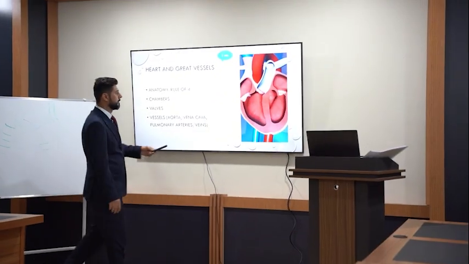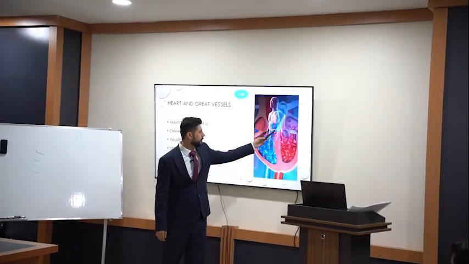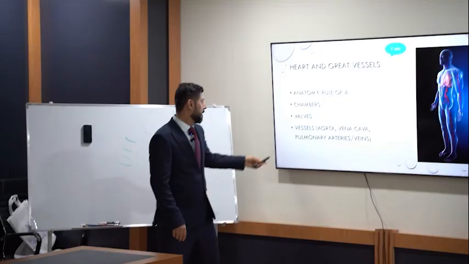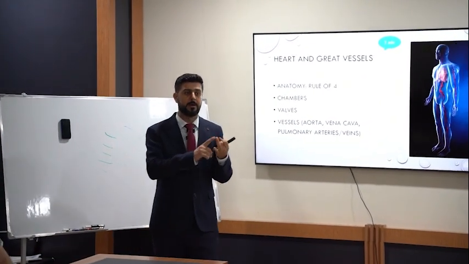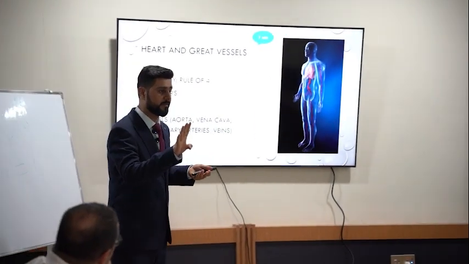If we take a look, 1, 2, 3, 4. We have the rule of 4. Okay, rule of 4. 4 chambers: left atrium, right atrium, left ventricle, right ventricle. 4 chambers.